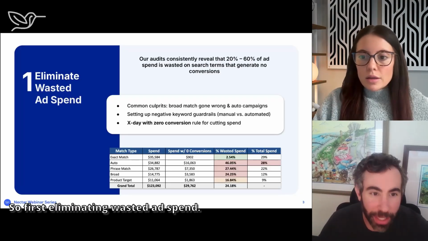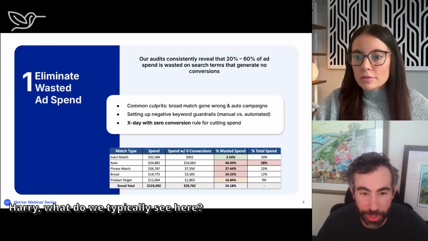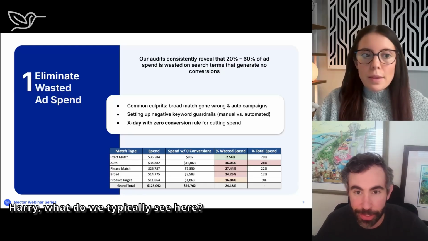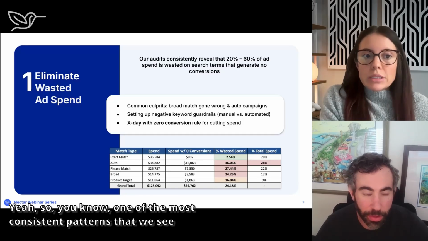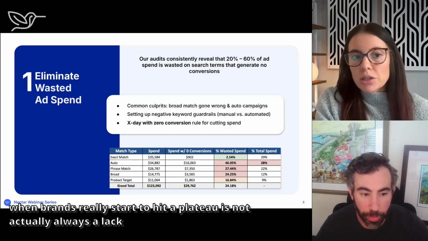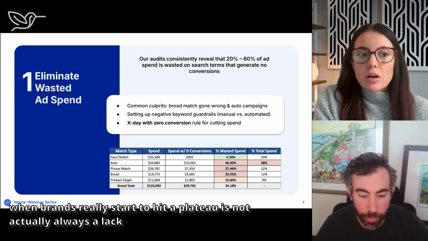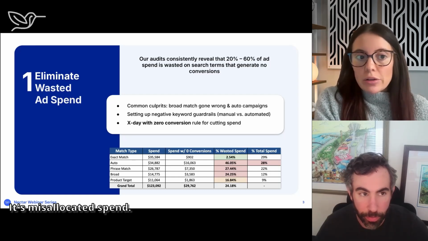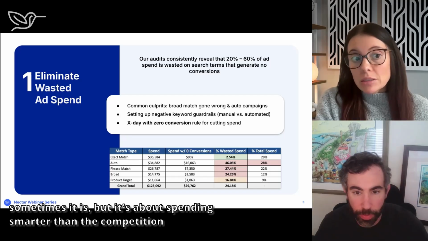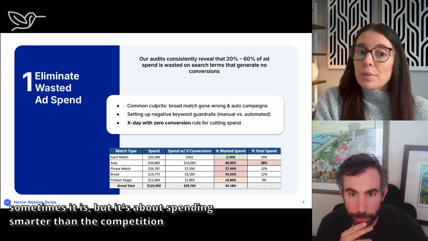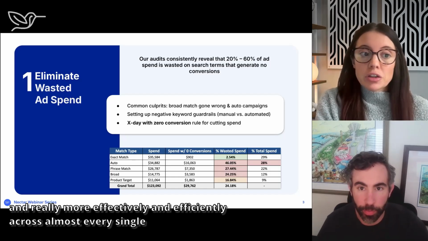So first, eliminating wasted ad spend. Harriet, what do we typically see here? Yeah, so one of the most consistent patterns that we see when brands really start to hit a plateau is not actually always a lack of budget, it's misallocated spend. I frequently say it's not always about spending more. Sometimes it is, but it's about spending smarter than the competition and really more effectively and efficiently.